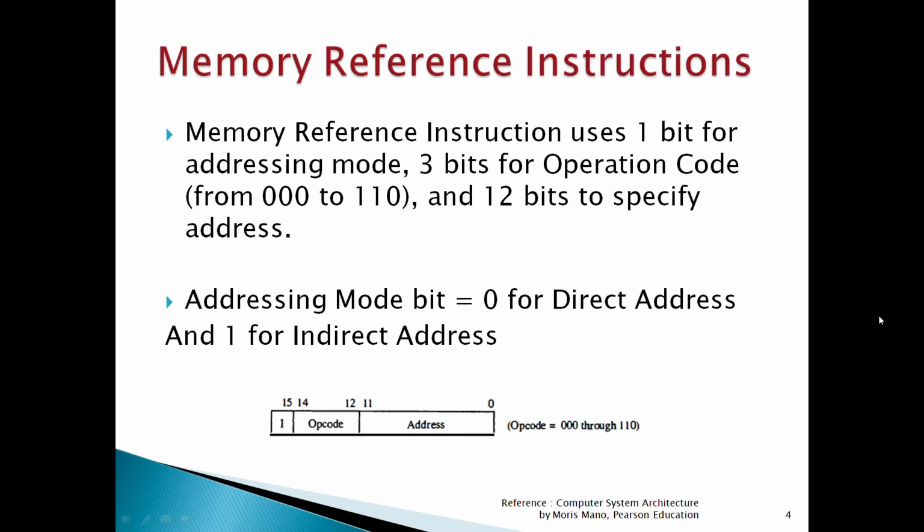Now we shall study about memory reference instructions. Here from the diagram itself it will be explained. The memory reference instruction uses 1 bit for the addressing mode, that is the indirect bit, 3 bits for the operation code and 12 bits for the address. Now whenever I is equal to 0, then it is using the direct addressing scheme, and when I is equal to 1, then it is using the indirect addressing scheme.